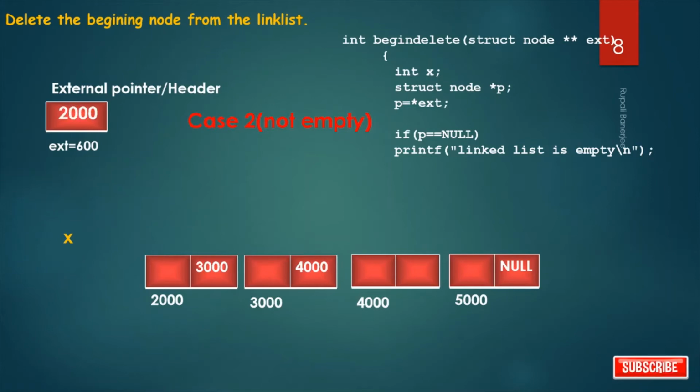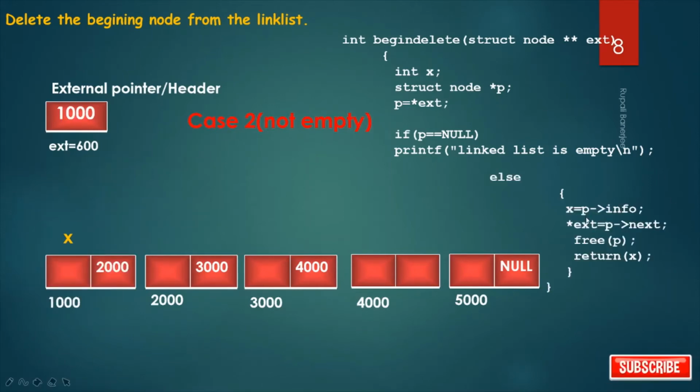So what should be the coding? So x equals to P arrow info. I declare one variable x. It is integer variable because all info are integer in this linked list. So x equals to P arrow info. P is 1000. So P arrow info is stored in a variable x, and I am returning x, return x.